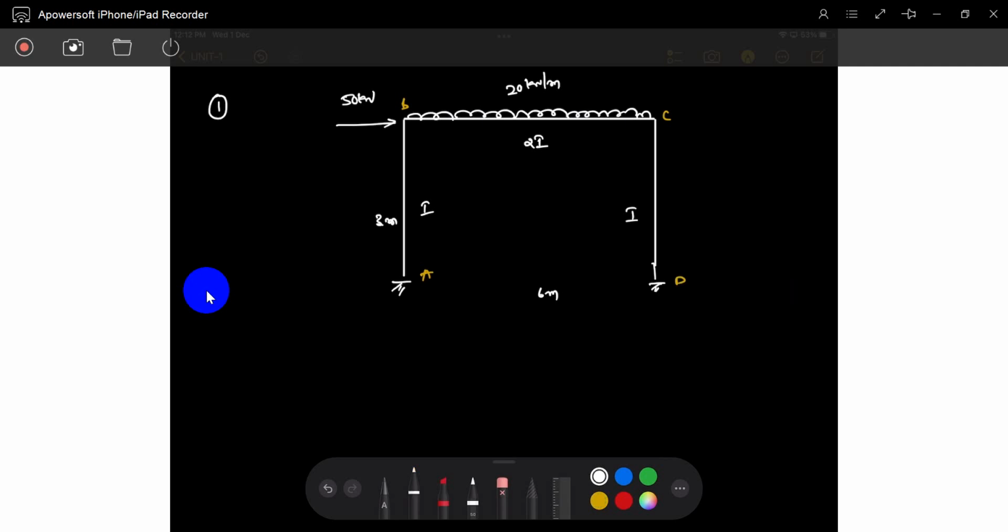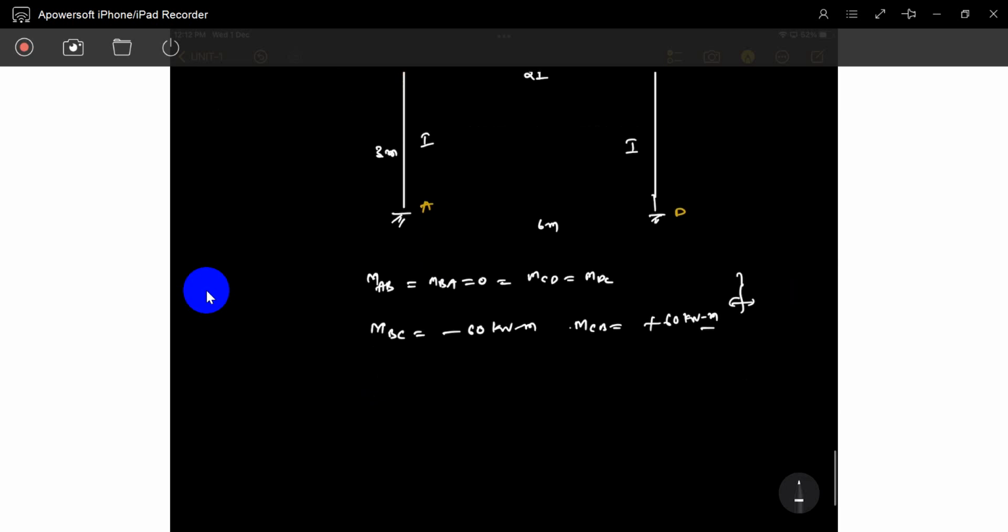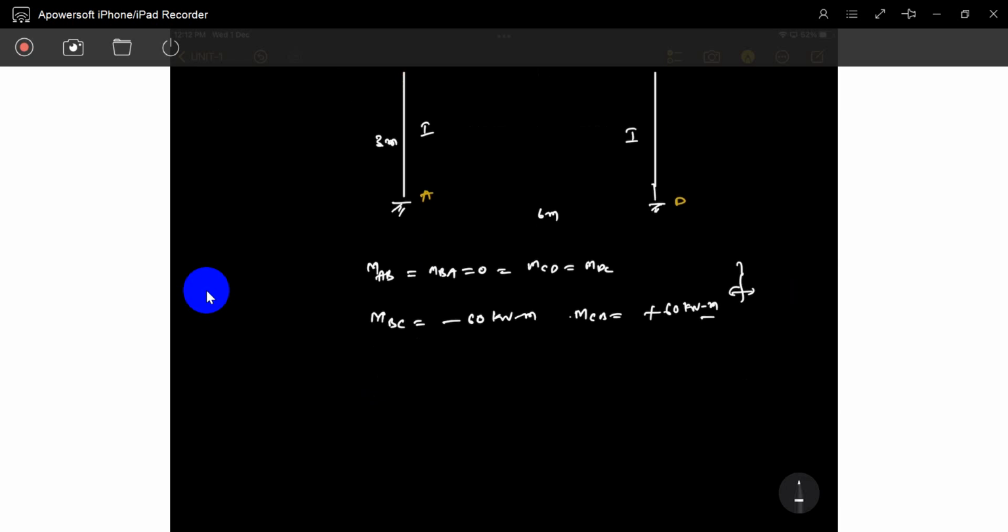Now first I want to do fixed end moments, just fixed end moments. MAB, MBA is 0, same for MCD, MDC. MBC is what? WL square by 12. What is that value? Minus 60. MCB is plus 60 kilonewton meters. You already know it.